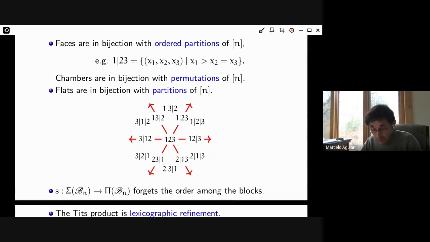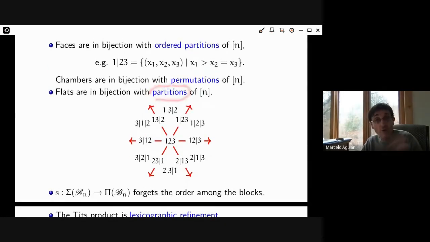The flats are in bijection with partitions where you ignore the order. For example, these two rays, they have the same support, right? They lie on the same flat. They span the same flat. And you see that what they have in common is that as partitions, they only differ in the order. The blocks are the same, but they are ordered differently. One comes before the other. So combinatorially, the support map is simply the map from ordered partitions to unordered partitions, which forgets the order. So the combinatorics is very explicit.